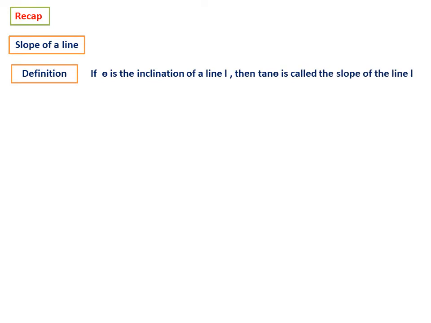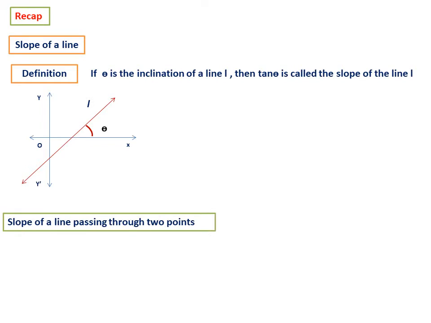Let us first recall what we have done. First one is we have studied the slope of a line. The definition was this: if theta is the inclination of a line L, then tan theta is called the slope of the line L. For example, in the diagram, L makes an angle theta with the positive direction of the x-axis, then tan of that theta, that is tan theta, will be equal to m. It is denoted by m. So this is one thing we studied.